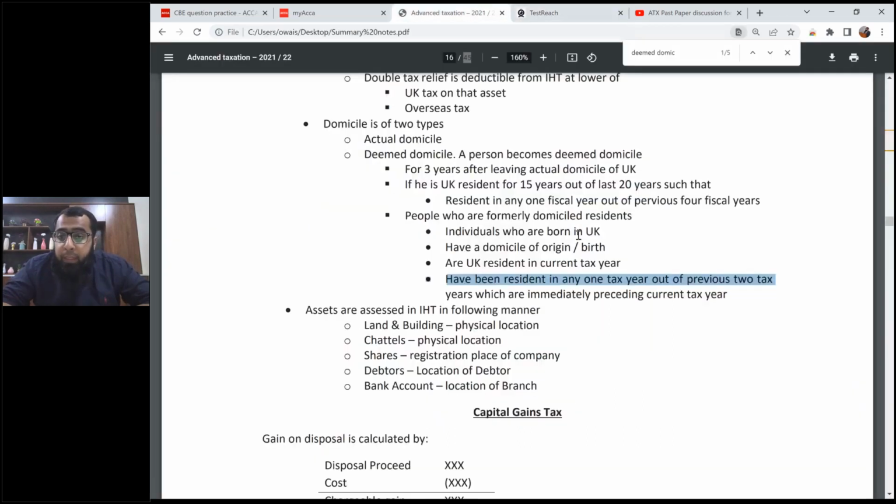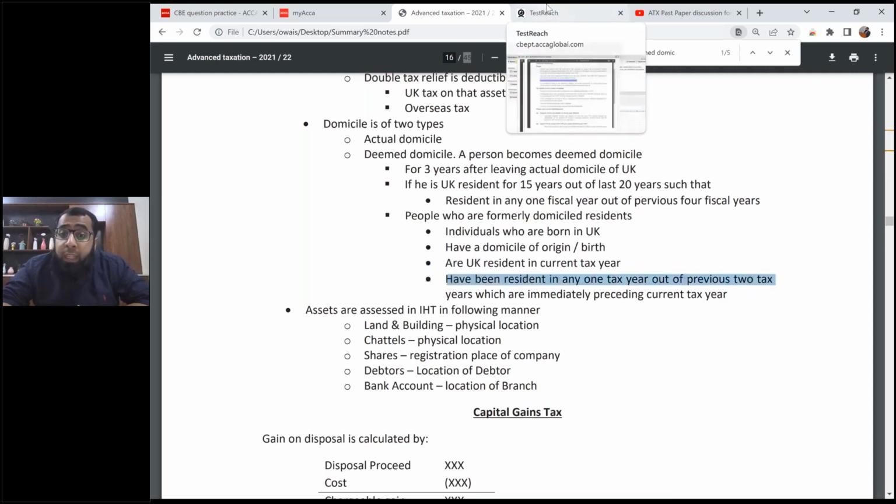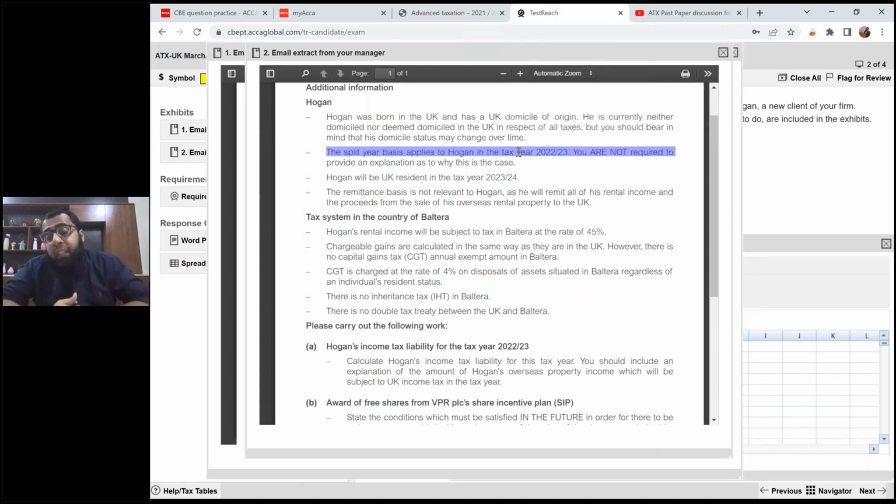So number one, he was born in UK. He has domicile of origin. He is UK resident in the year of gift and has been resident in any of the previous two tax years. So he had been resident in the previous year 22-23 through split year basis.